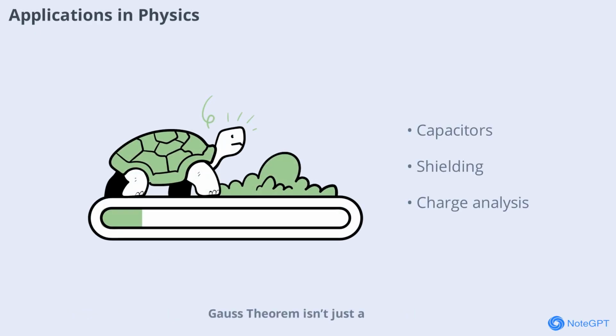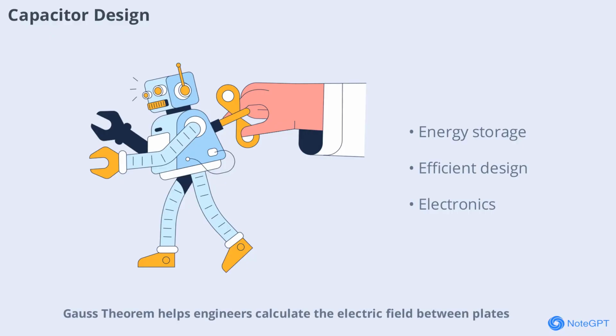Gauss' theorem isn't just a mathematical curiosity, it has real-world applications. It's used in designing capacitors, understanding electric shielding, and analyzing charge distributions in various devices. Its utility spans from classroom problems to cutting-edge technology. In capacitor design, Gauss' theorem helps engineers calculate the electric field between plates, ensuring devices store and release energy efficiently. This practical application highlights the theorem's importance in everyday electronics.